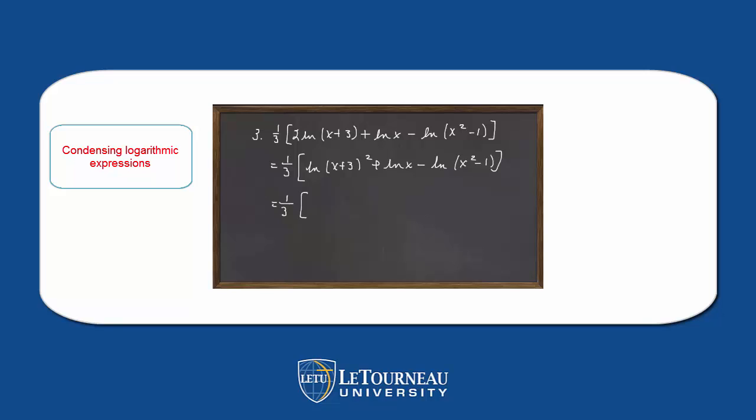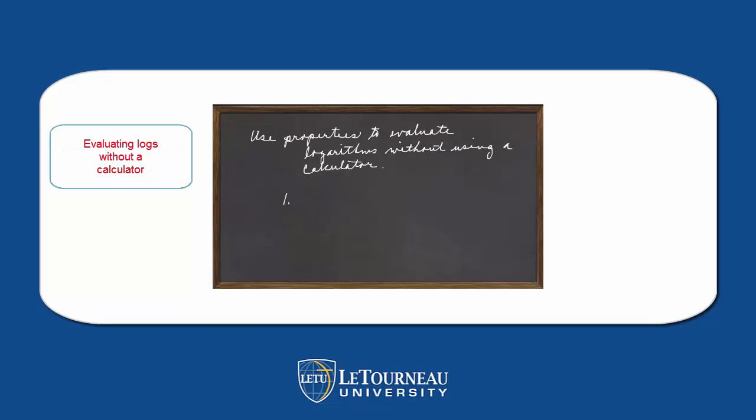Now still working in the square brackets, that'll be the log of x plus 3 squared times x over x squared minus 1, and then ultimately this will be the natural log of the cube root of x plus 3 squared times x all over x squared minus 1. And we've condensed several logarithmic expressions there. And so anytime you want to look back, stop the video and go back.